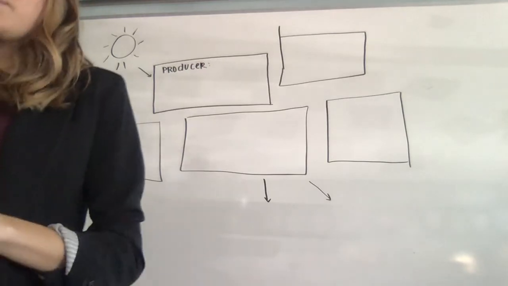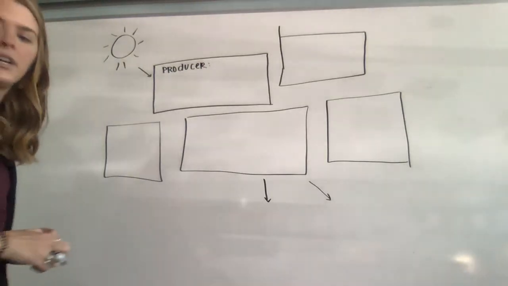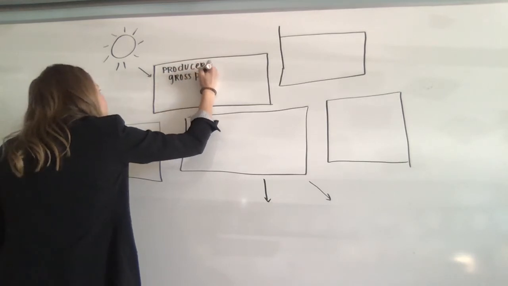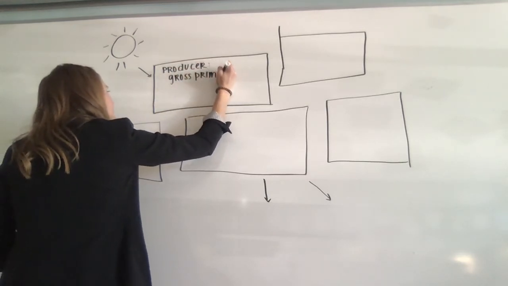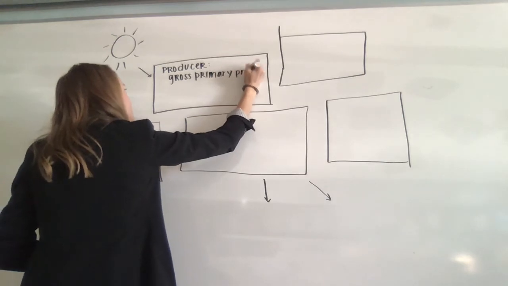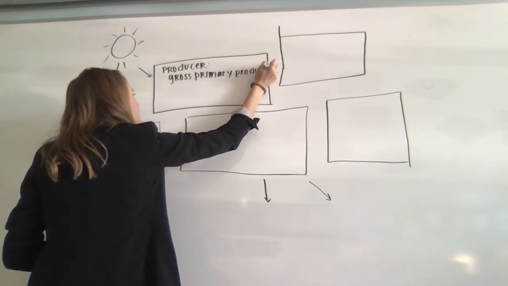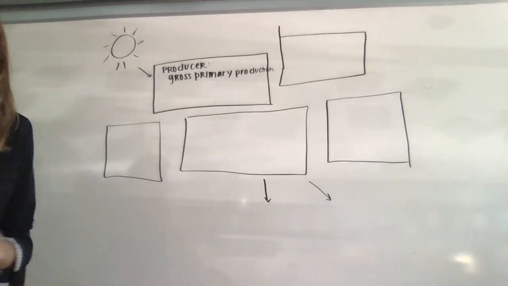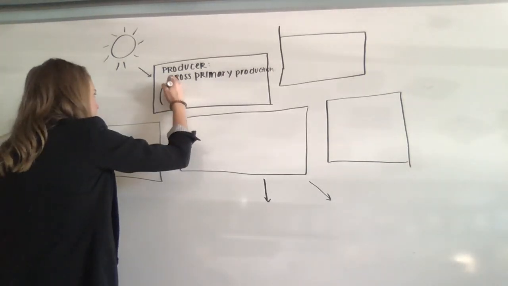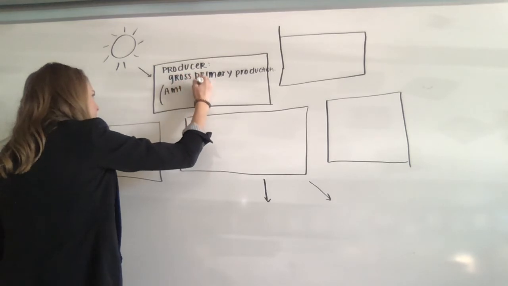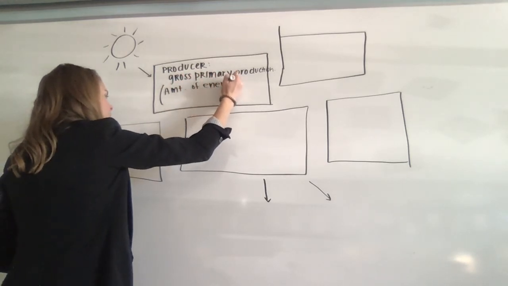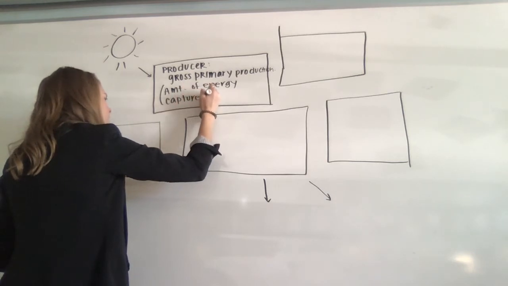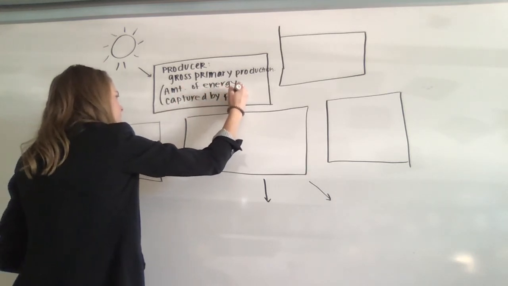And our producer is what we call the gross primary production. This is the gross primary production of energy. So think to econ. This is our gross primary production of energy. It's the amount of energy captured by photosynthesis.